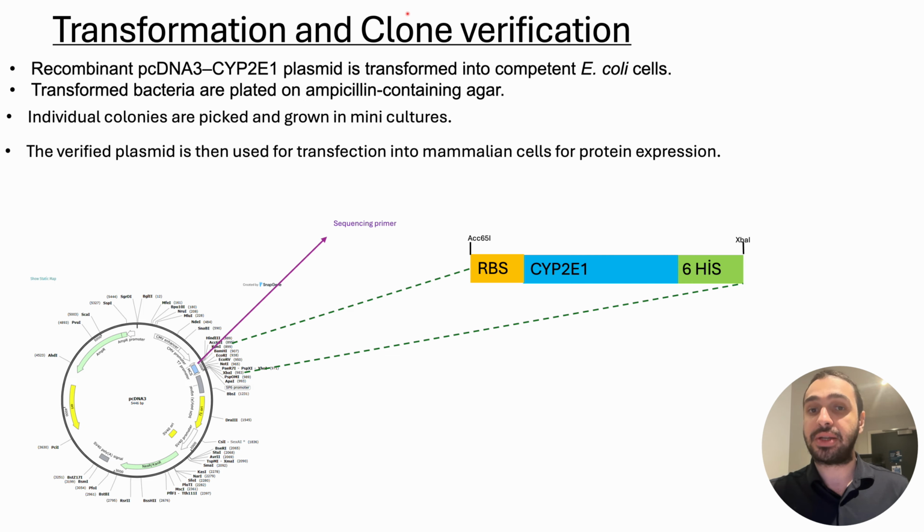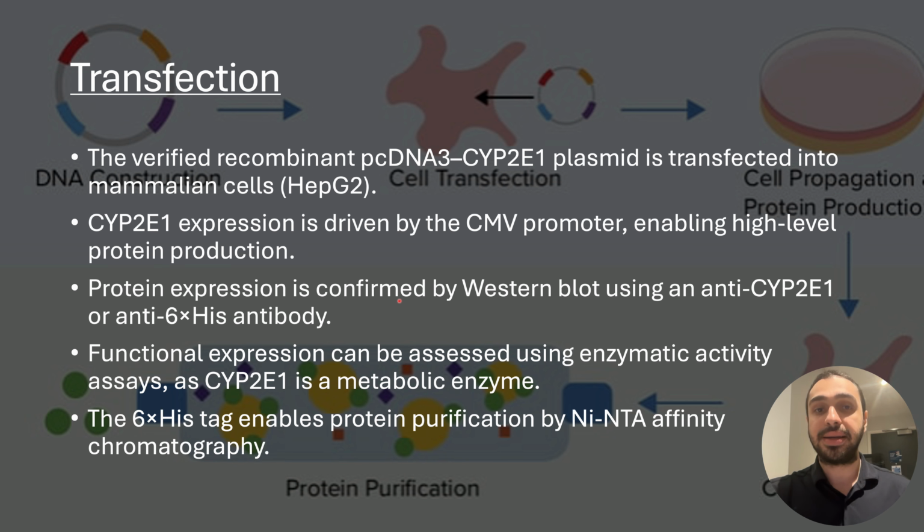Plasmids containing the gene of interest show two bands on the gel, the vector and the gene of interest, whereas the empty vector shows only a single band. To further confirm the correct construct, plasmid DNA from positive clones is analyzed by Sanger sequencing. The sequencing is performed using a primer that binds within the CMV promoter. In the final step, the verified recombinant plasmid is transfected into HepG2 cells for protein expression.